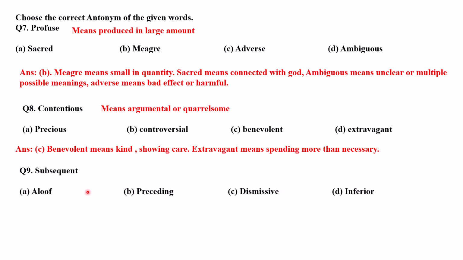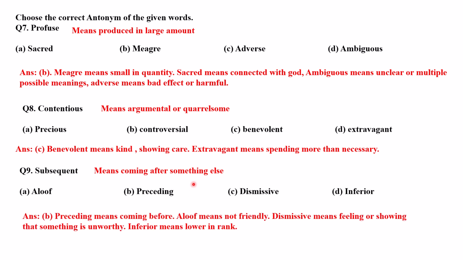Now moving to question number 9, subsequent. Okay, you have to choose the antonym of this. Subsequent means something which comes after, isn't it? So the antonym will be something which comes before. And if you see all the four options, the meaning of preceding is something which comes before. So B will be the correct option.